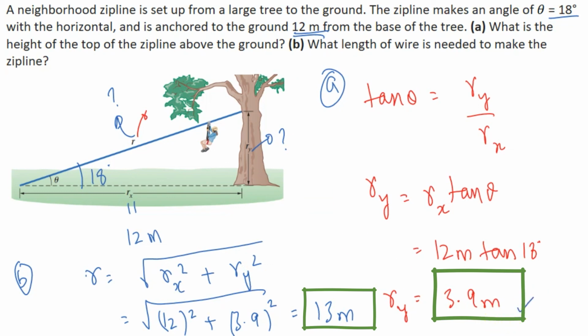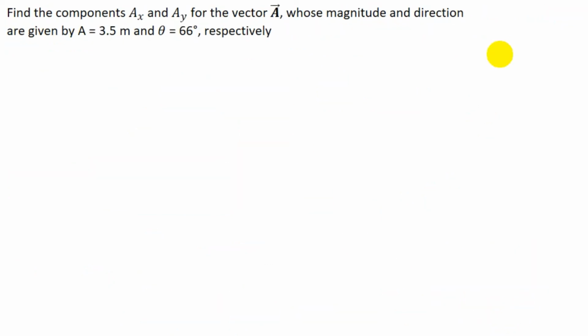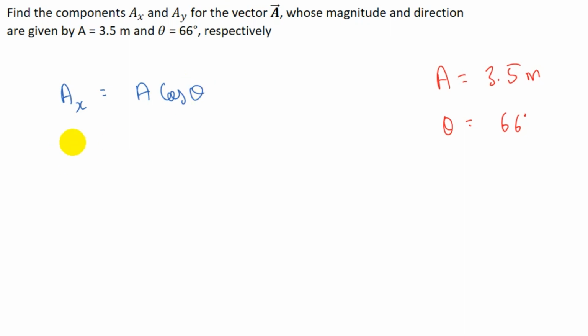So this is our next example, and here we are given that the magnitude of A vector is 3.5 meter and the angle theta is 66 degrees. This is the angle made by the A vector from the x-axis in the anti-clockwise direction. Now we need to find the components of vector A. So the x component would be ax, equal to A cosine theta, and ay, the y component, would be A sine theta.